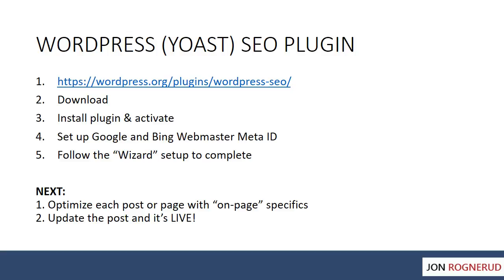Now that you have Google and Bing Webmaster set up, you want to take that meta ID that you got from the configuration and enter those, and then just follow the wizard to complete. If you don't remember the Webmaster ID, you can log into Google Webmaster and Bing and get that very easily. And then I'll show you how quickly you can optimize each post or page with on-page specifics. And when you update the post or page, it will be live.